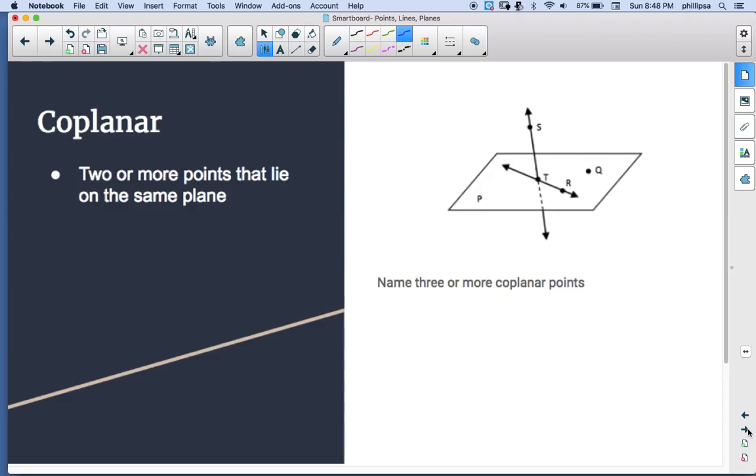Something that sounds very similar would be coplanar. Coplanar you can also take apart. Co would again be same, planar this time being plane. So now you're talking about 2 or more points that lie in the same plane. So QTR, all 3 of these points lie on the same plane. So Q, T, and R would all be considered coplanar points. Again, because S is not on that plane, S is not coplanar with any of those 3 points.